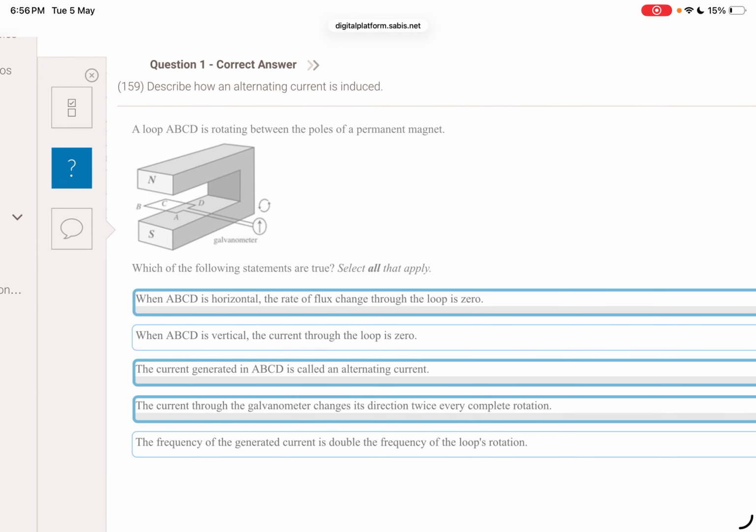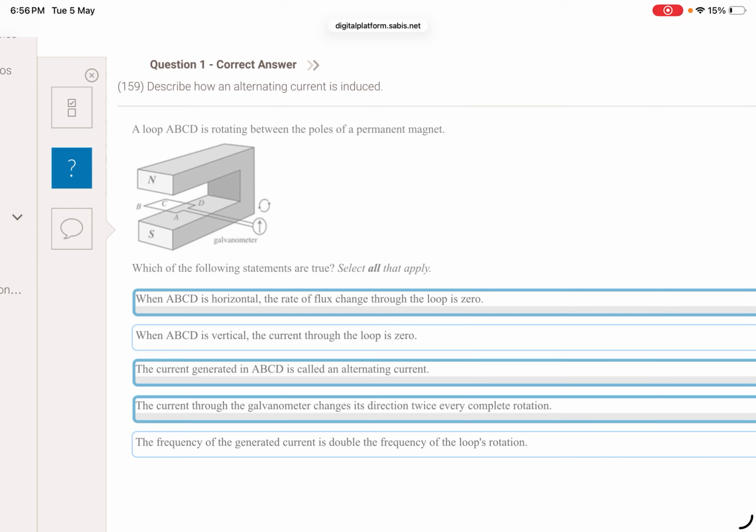Then the third option is that they said the current generated in ABCD is called an alternating current. True, because as the loop rotates, the direction of the induced current reverses every half turn. So it produces the AC current, the alternating current. So this is how the simple AC generator works in general.